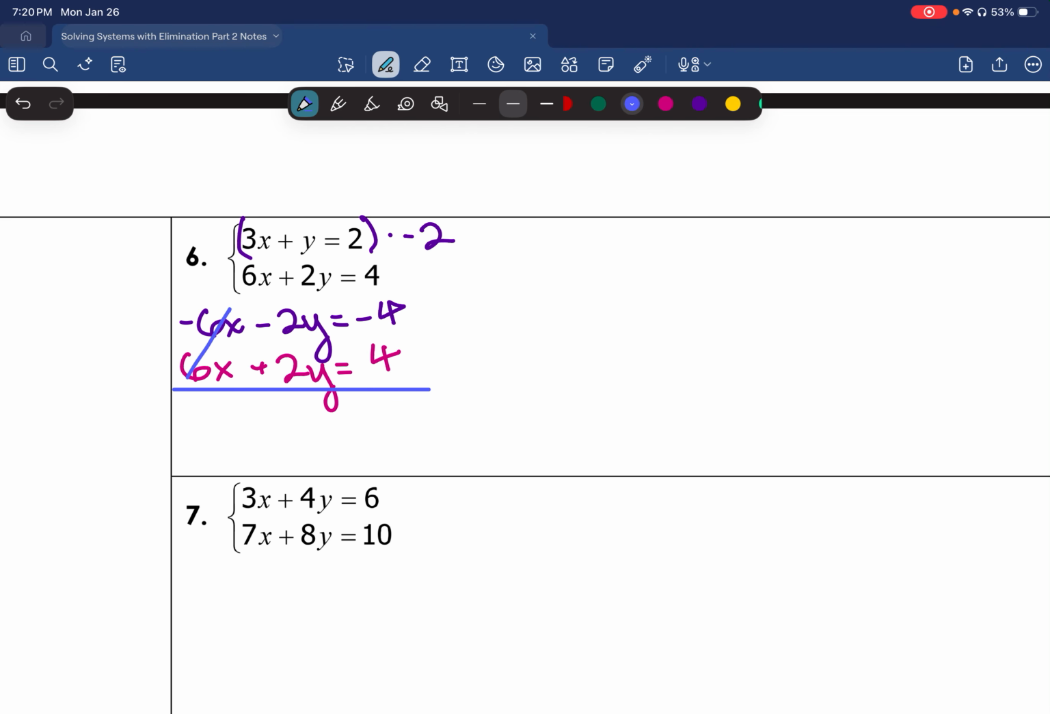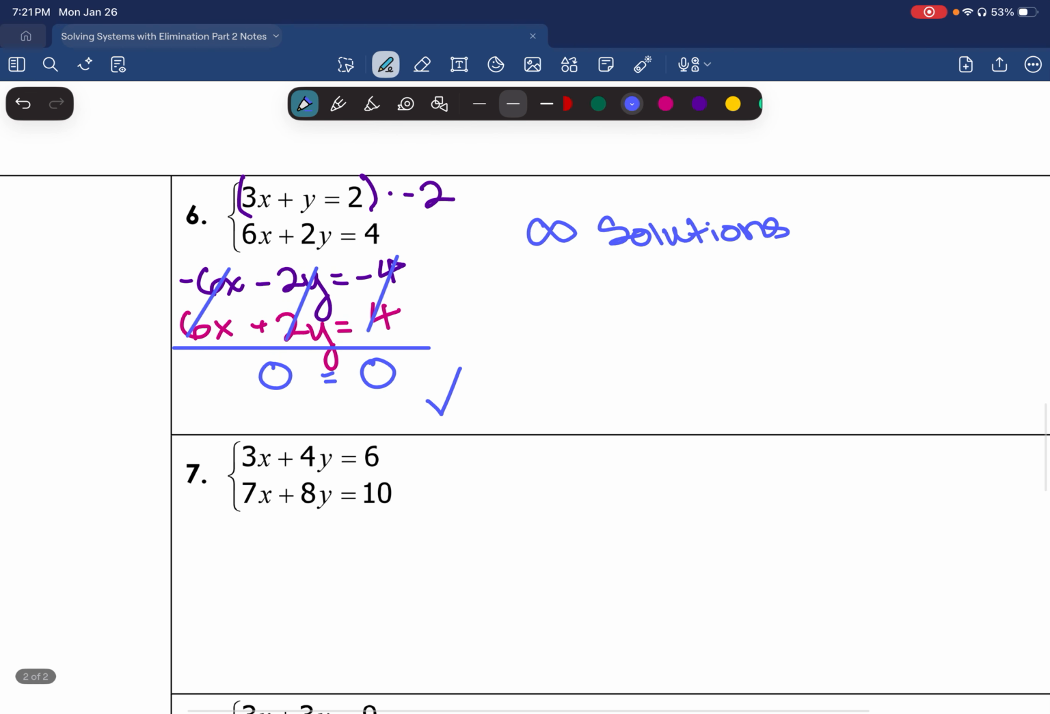Take those. This cancels, and this cancels. So I will end up with 0 equals 0. Is this a true statement? Yes, 0 equals 0 is a true statement. So therefore, I have infinite solutions. And remember, if we have infinite solutions, these lines are going to be overlapping in a graph.